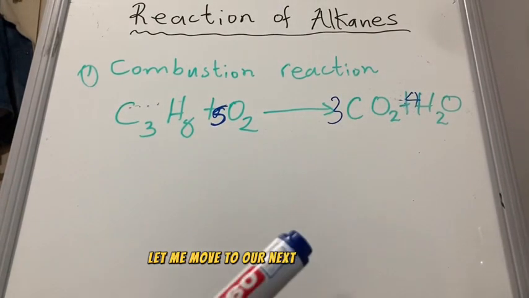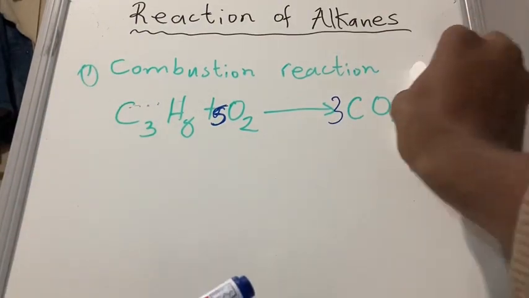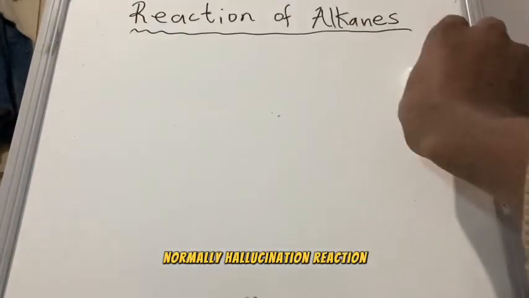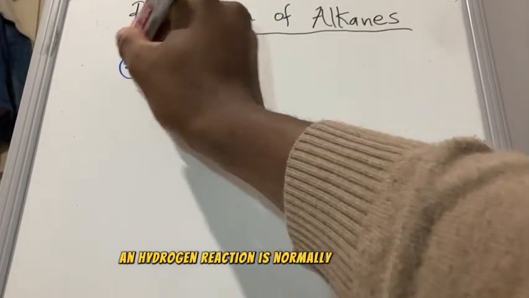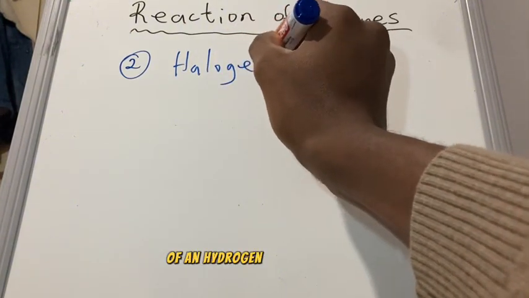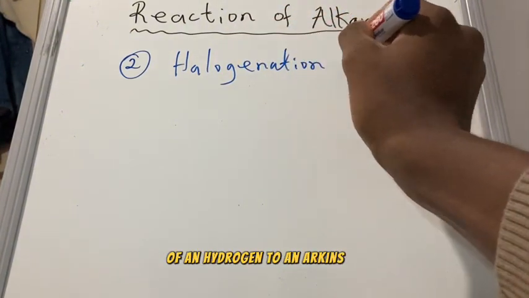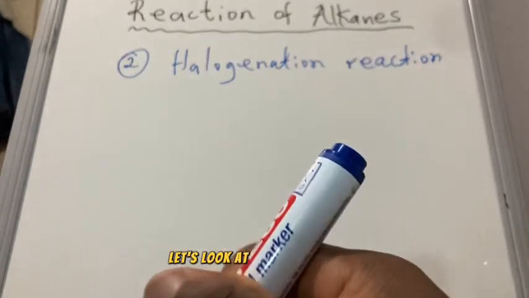Let me move to our next reaction, called halogenation reaction, the second reaction. Normally, halogenation reaction is the addition of a halogen to an alkane. So let's look at our first example.